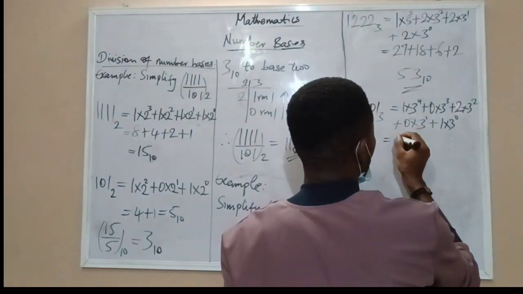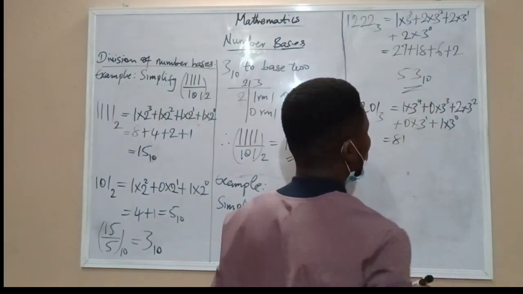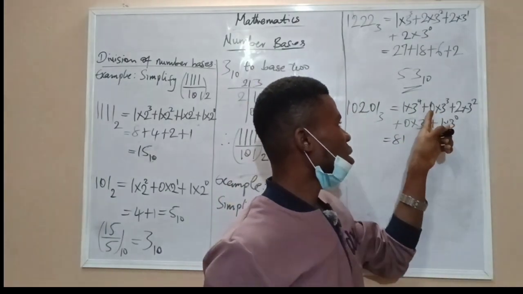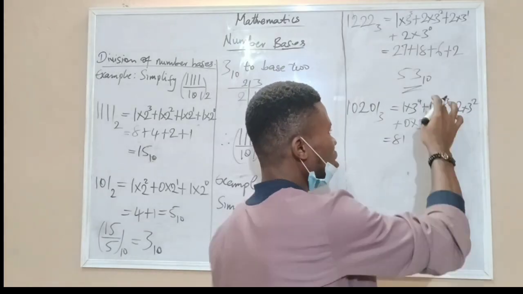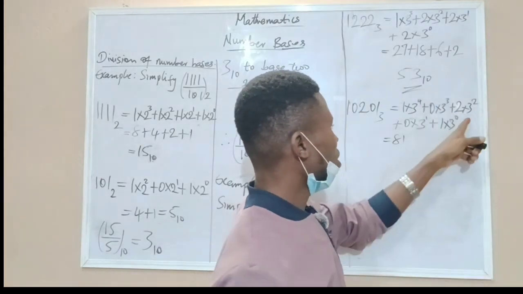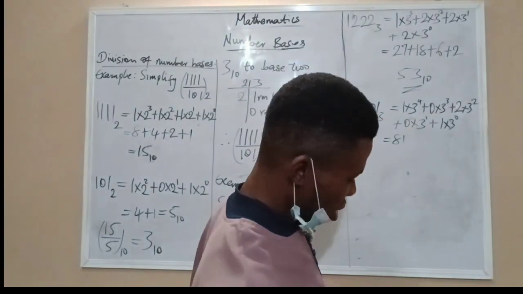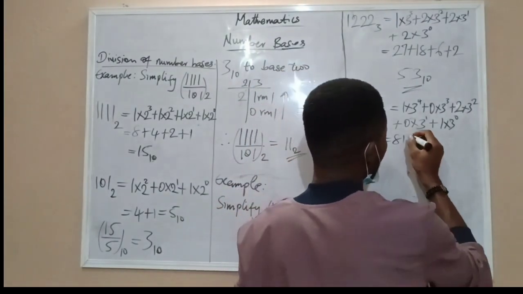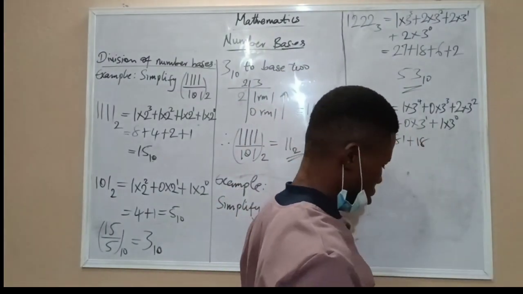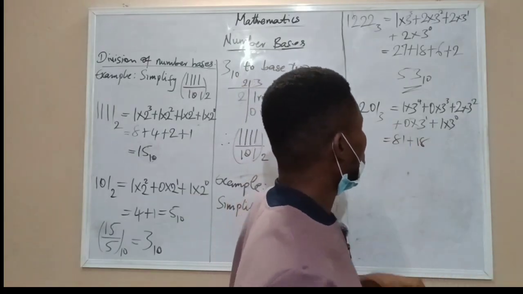So equal to, and 81 times 1 is 81. And then of course this one is 0 already. Whatever you get here, when you multiply it with this 0, it becomes 0. So that one is out. And this one, 3 times 3, 9. 3 times 3 is 9. 9 times 2 is 18. Plus 18. Then this one is gone already.